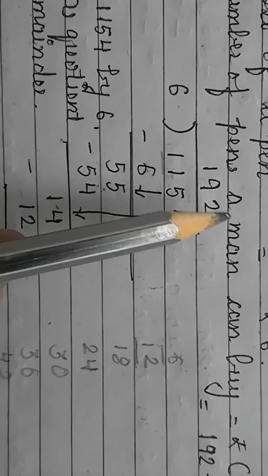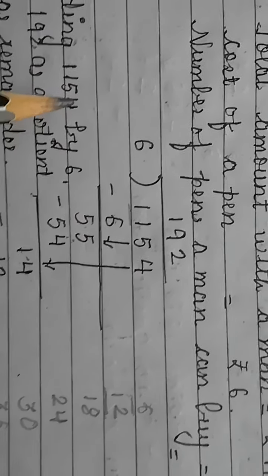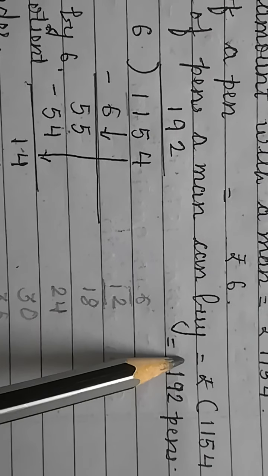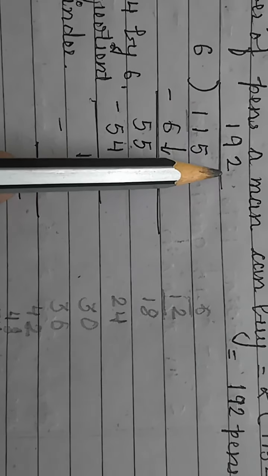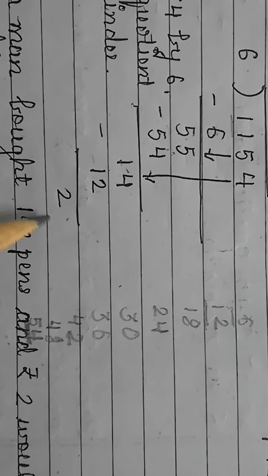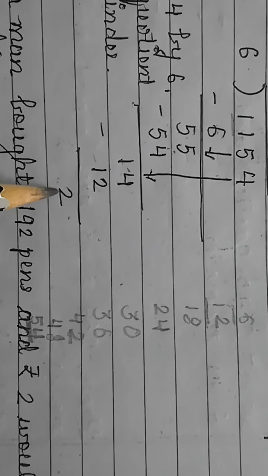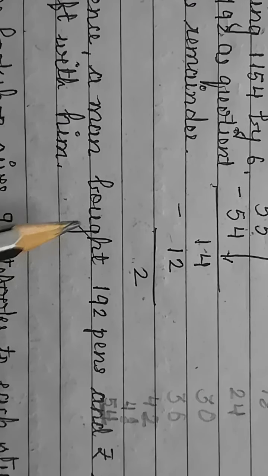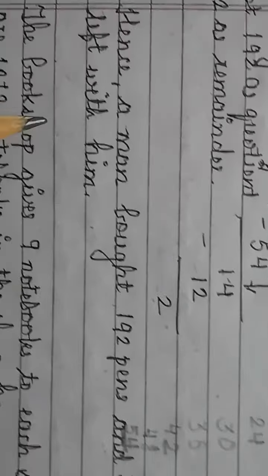So whatever quotient we got, that is the answer to the first thing we were asked to find out. That is the number of pens a man can buy. That is, he can buy 192 pens, and how much money will be left over? Yes, 2 rupees will be left with him. Okay, so the final statement we will write: hence a man can buy 192 pens and 2 rupees would be left with him.